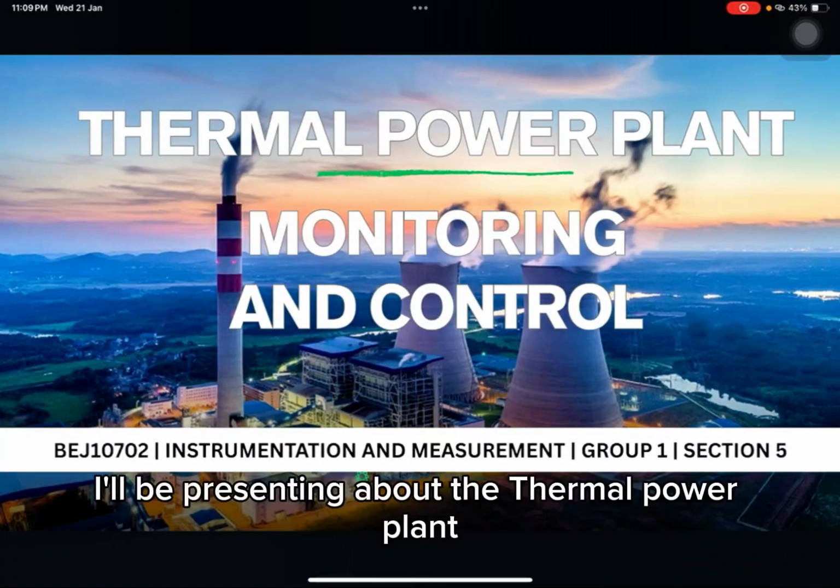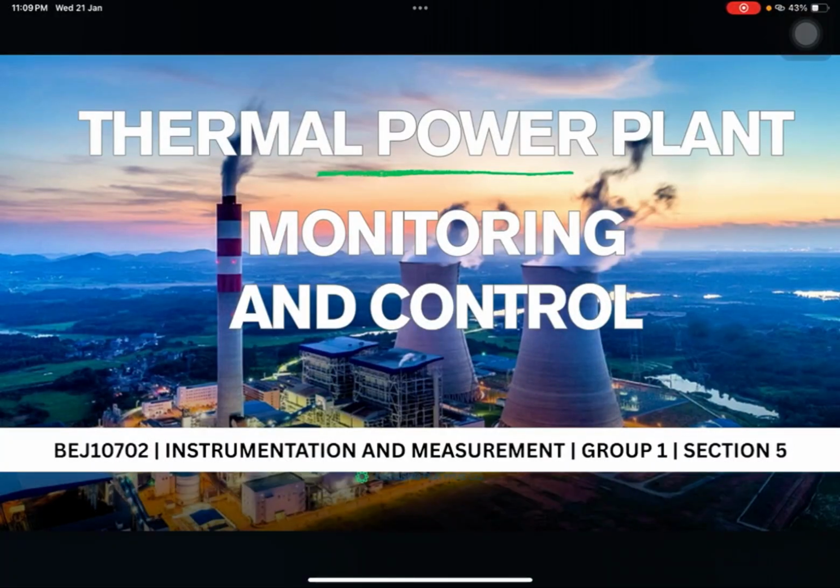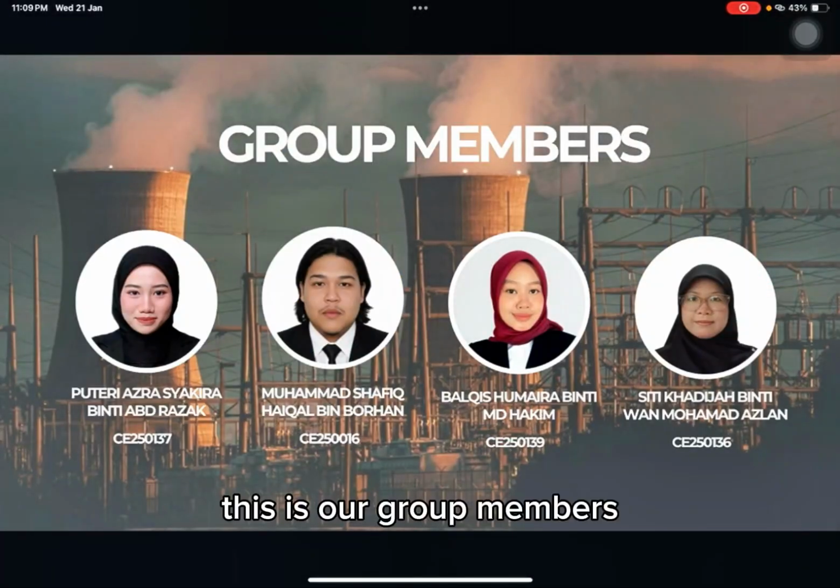So today I will be presenting about the thermal power plant for monitoring and control. So we are from group number 1. This is our group members.